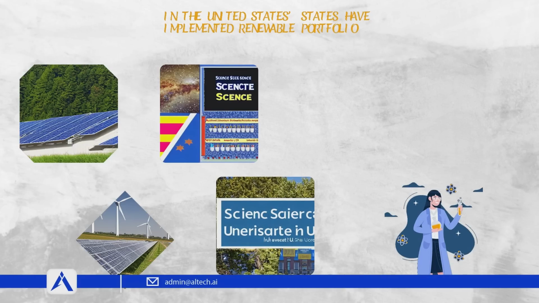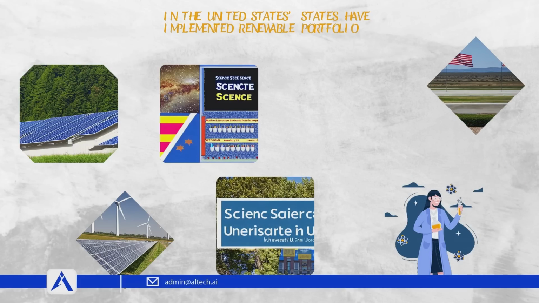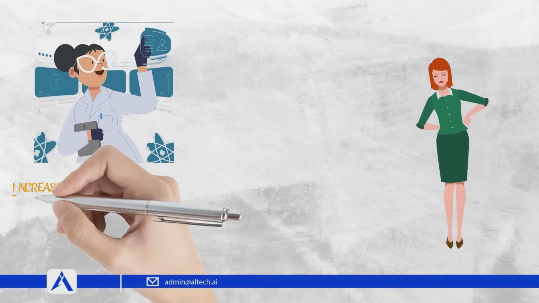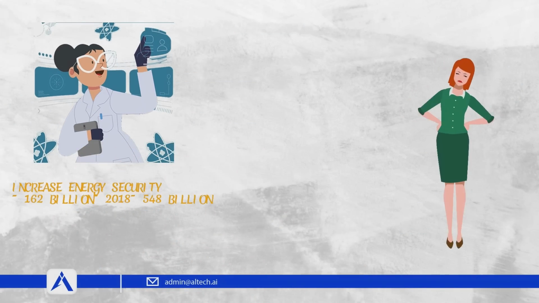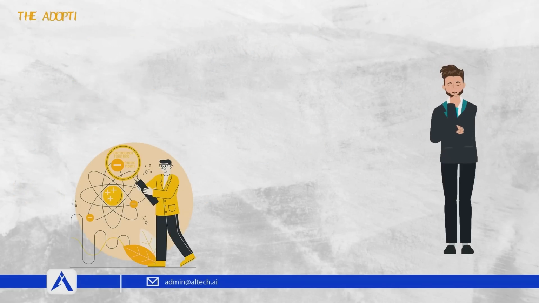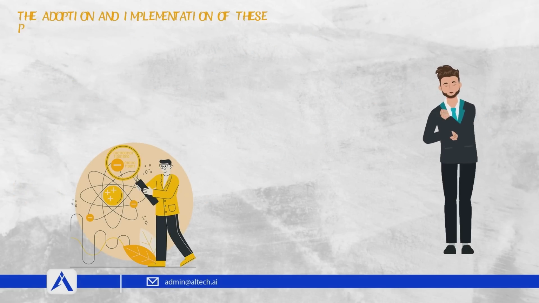Regulatory frameworks and policies are not only important for promoting renewable energy but also for ensuring its affordability for consumers. According to the IEA, subsidies for renewable energy totaled $162 billion in 2018, which is significantly less than the $548 billion in fossil fuel subsidies. Additionally, regulatory frameworks can promote the integration of renewable energy into energy markets and increase energy security.